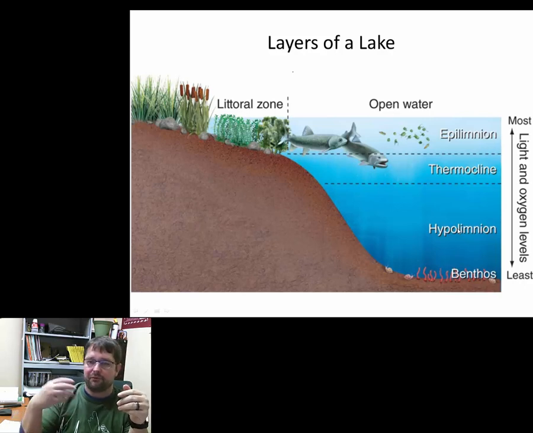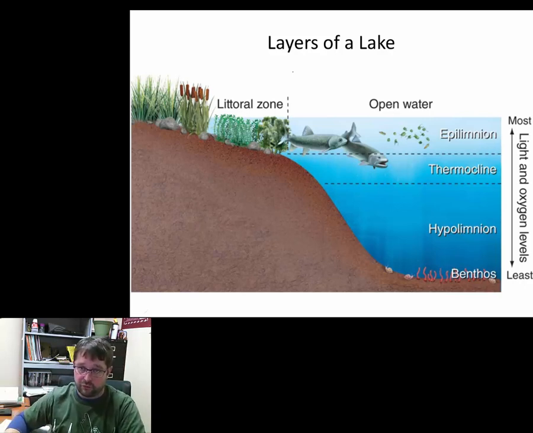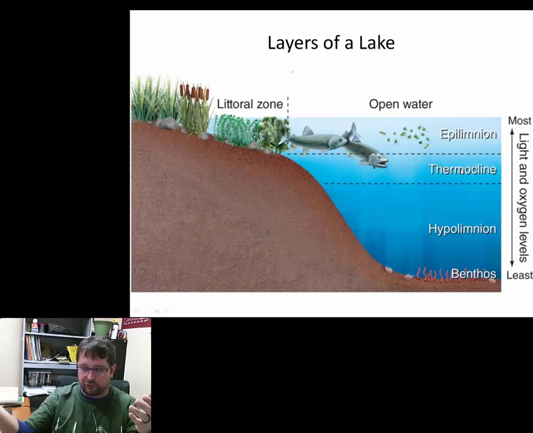And that happens in the fall when temperatures get cold, so the surface water gets cold, and you get lake turnover. And it happens again in the spring when the surface waters warm up after they've been frozen over winter. Now, not all lakes will have this happen. It depends on where the lake is located and the temperature of that environment and things like that.